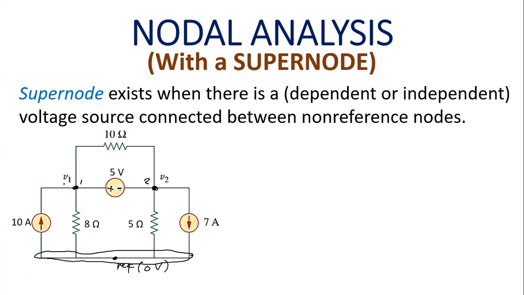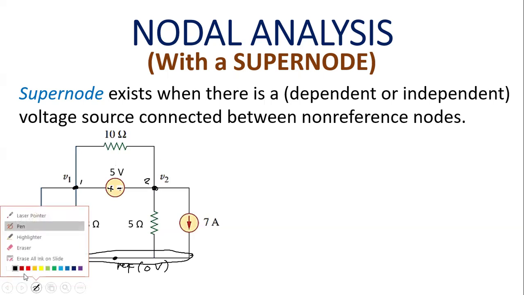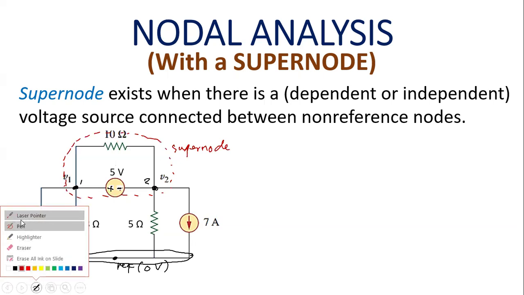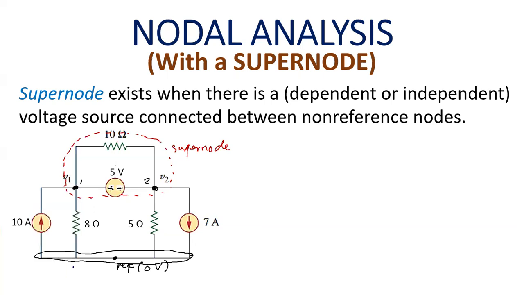So we're going to encircle this, and this makes the supernode. Since it is a supernode, it will be treated as one node. And we will temporarily forget the 5 volts and the 10 ohm resistor. After identifying the supernode, we have to label the branch currents.